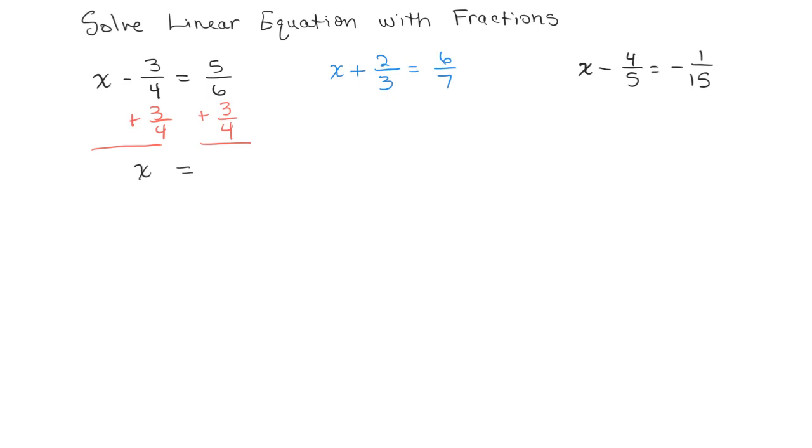So let's see, how am I going to figure that out? Well, to get 12 here, I need to multiply 6 times 2. And to change 3/4 to a denominator of 12, I need to multiply the denominator by 3. So this will give me 10/12. This will give me 9/12. So that means when I'm adding 5/6 plus 3/4, I'm going to get 10 plus 9, or 19/12.